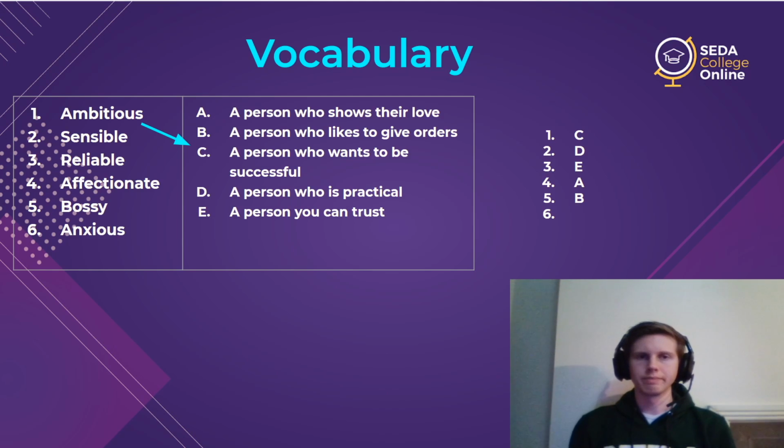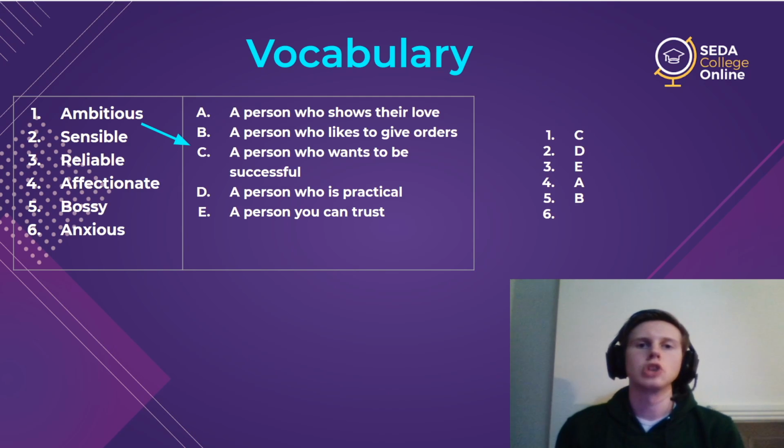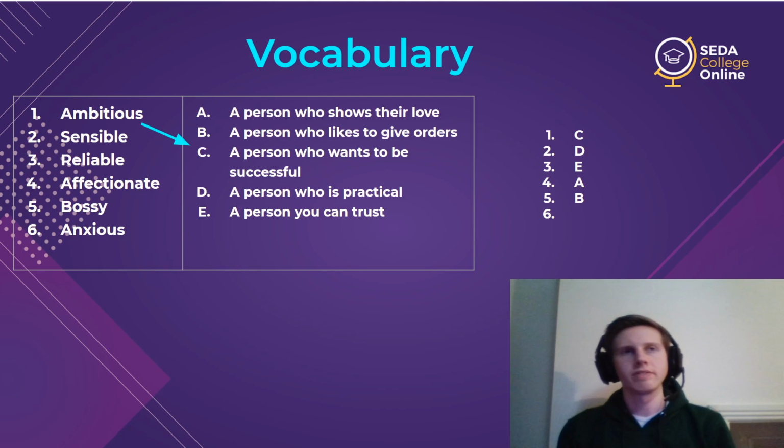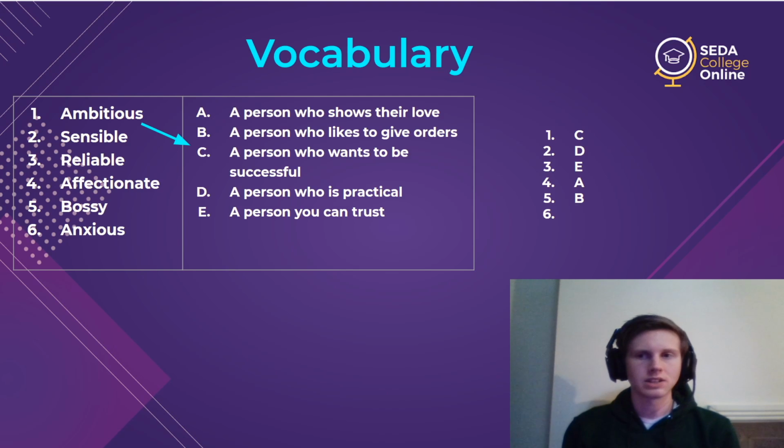You can trust them. And then we have number 4, affectionate is someone who likes to show their love. So what I mean by affectionate is you can also use this to describe animals like cats and dogs.